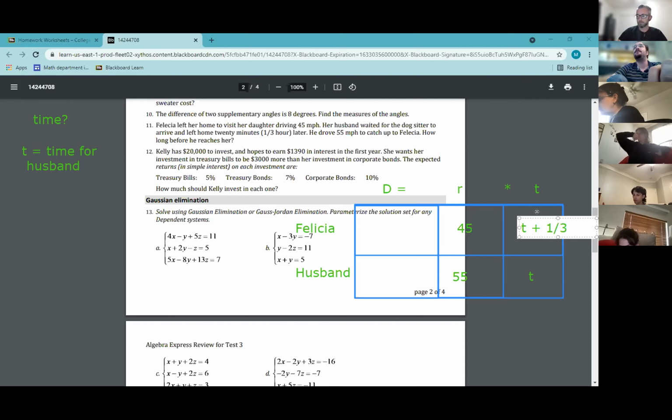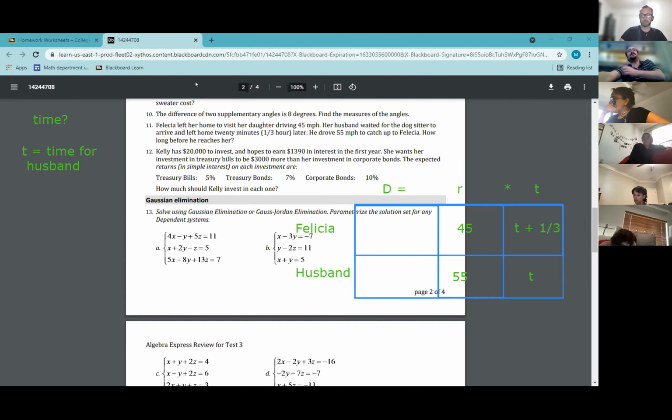Yeah, we got to keep the same units. If we're doing miles per hour in our rates, we have to keep these the same units. So this should be the 1/3 hour. I know they're giving 20 minutes, but you should be using the 1/3 hours here, because they're giving us miles per hour, so we have to plug in hours. Then is it plus a third or minus a third? Is Felicia on the road longer or shorter than her husband? Longer. She left earlier, so it should be plus. That is the one that usually confuses people.